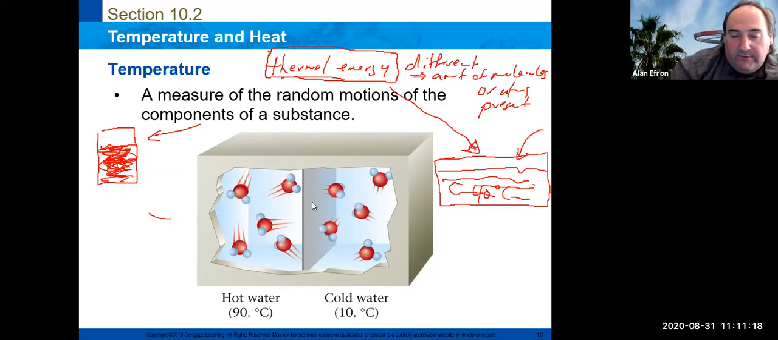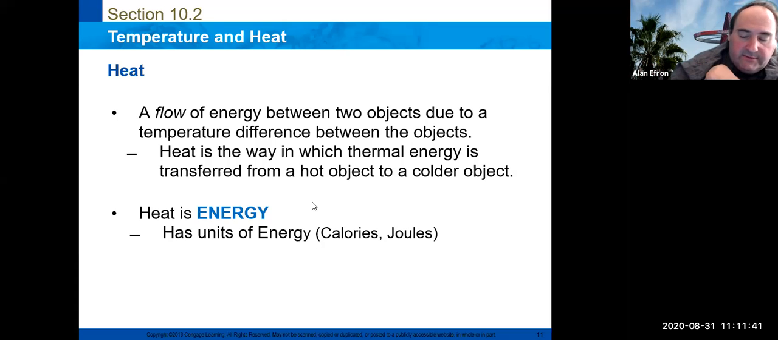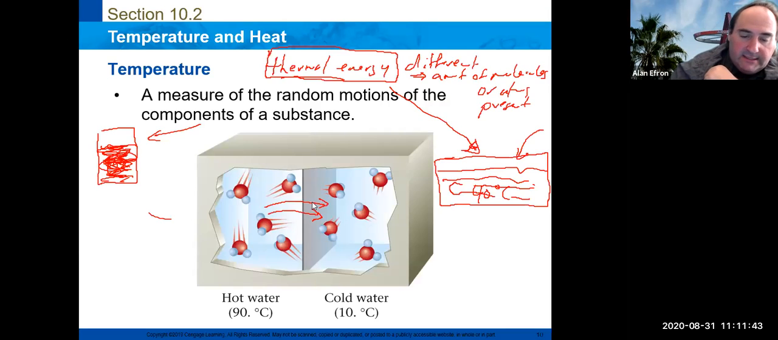So here we have two containers at different temperatures. We have 90-degree water on the left and 10-degree water on the right, in an insulated container. So heat again is going to flow from hot to cold. Our 90-degree water is going to start to cool down, and our 10-degree water will start to heat up. And eventually, in that particular example, they'll probably meet somewhere in the middle, maybe 50 degrees. They'll come to equilibrium halfway between, adding those two temperatures and dividing by two.